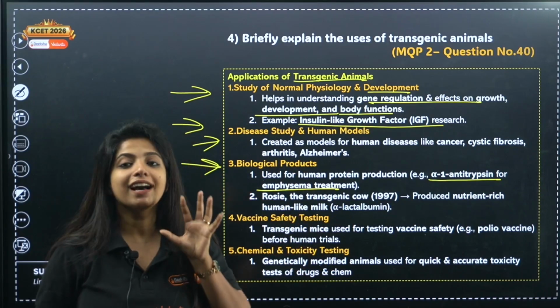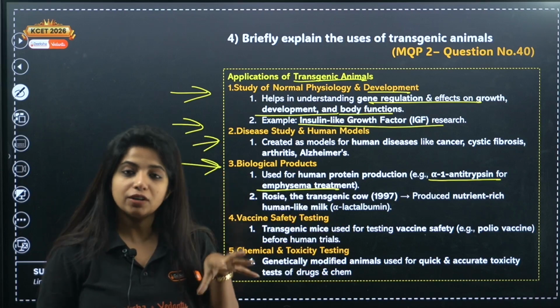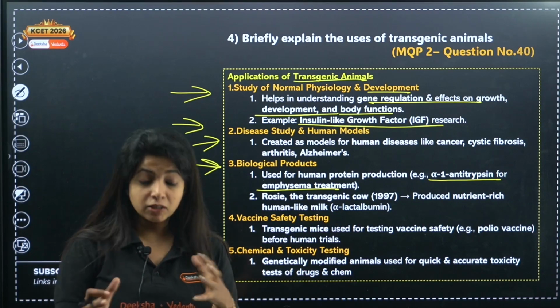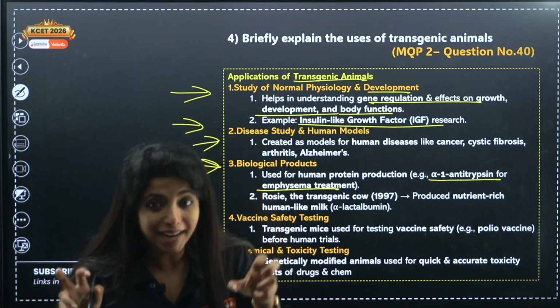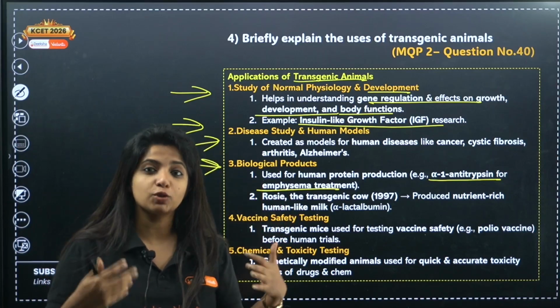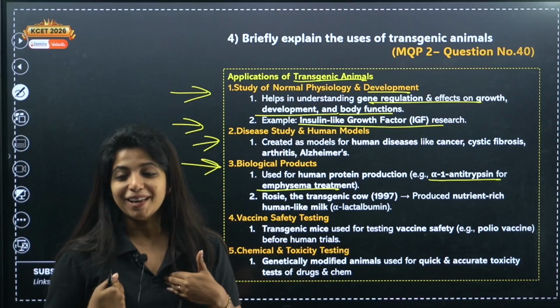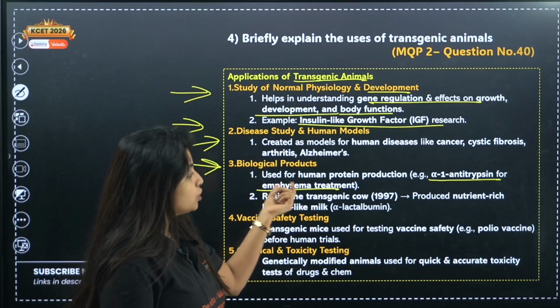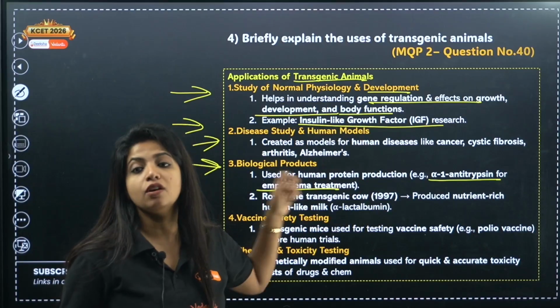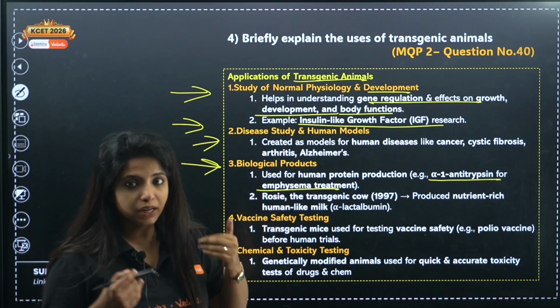And usually understand the most important transgenic animal is a mice only, because it has so much resemblance in terms of genetics. Most of our genes are same, only few is different, which is why they are there and we are us. Okay, so yes, it is used for human protein production. Example is alpha-1 antitrypsin for emphysema treatment, which is a respiratory problem.